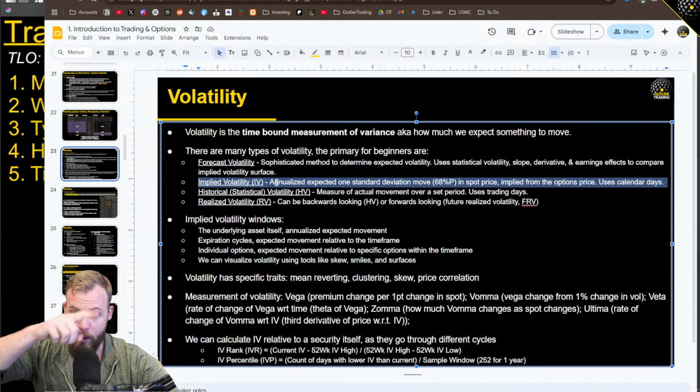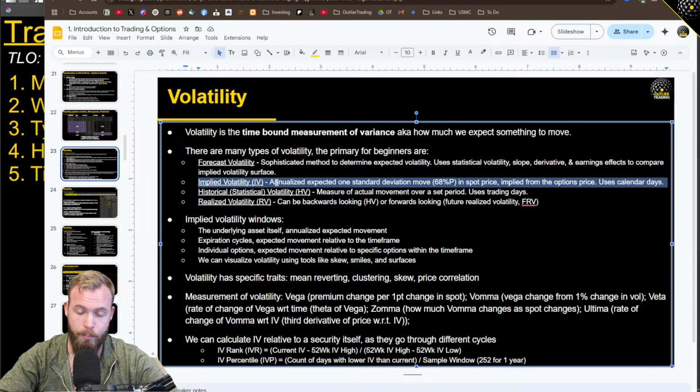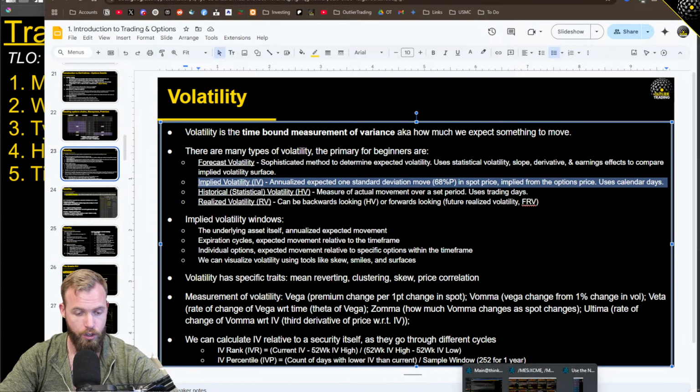And for those that remember the standard bell curve, about 68% of data is going to fall within one standard deviation. 95% of data falls within 2, 99.7 falls within 3. So this is the majority of data will fall within this move. That doesn't mean that the move is restricted to this level. It simply means that this is what is expected within a one standard deviation probability.